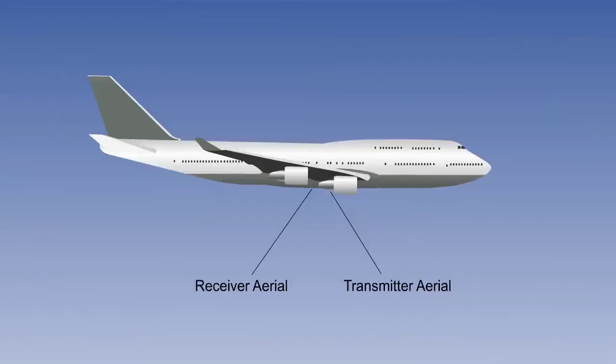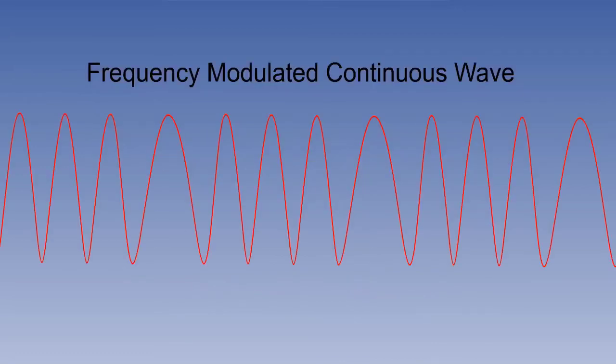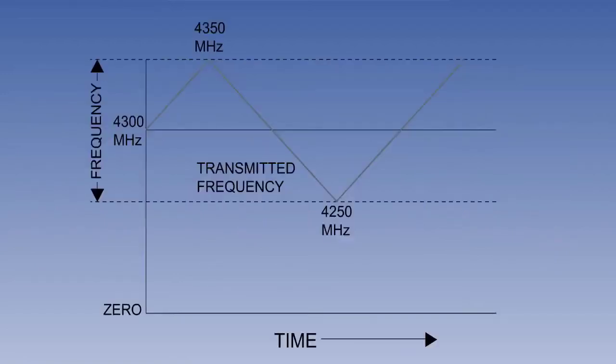We therefore have to use a technique called continuous wave. We also have to use two separate aerials, one for transmitting and one for receiving. However, if we have no pulses, how can we measure a time difference? The answer is to use frequency modulation. Frequency modulation means that, although there is a center frequency of 4,300 MHz, this is continuously varied in a constant pattern by 50 MHz either side.